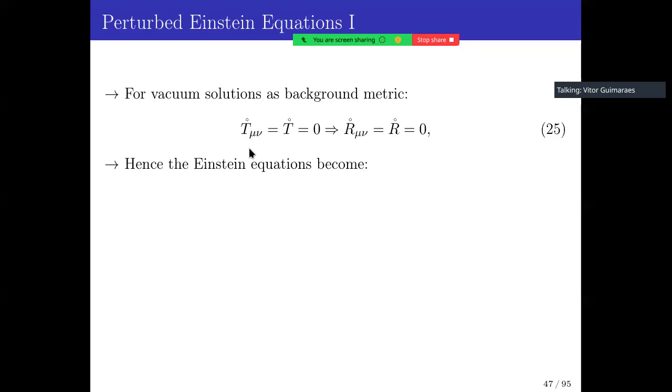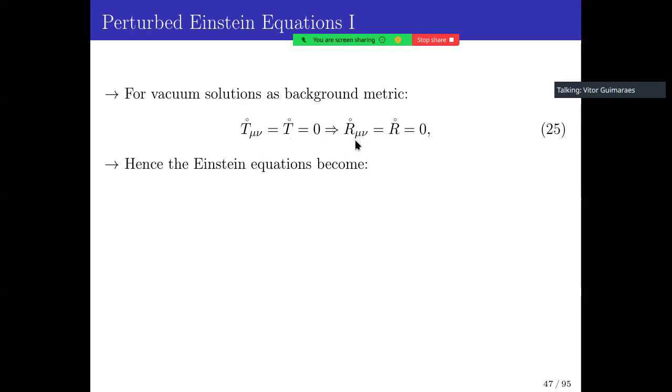the full T mu nu could be decomposed into T mu nu ring, the source of the curvature, the matter that is present for the Einstein equation, and the source of perturbation, the delta T mu nu. But since we are talking about the vacuum solution, there is no matter present, which means that T mu nu ring is going to be zero. T, which is basically the trace of this, will also be zero.